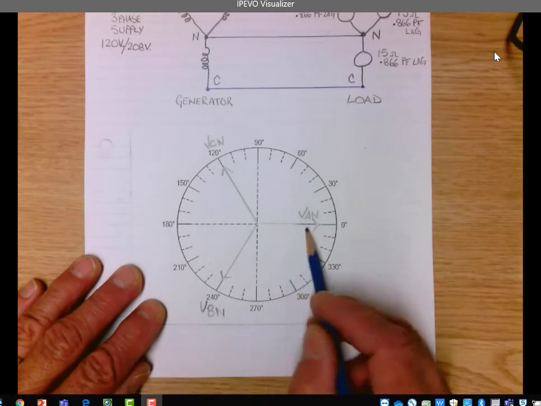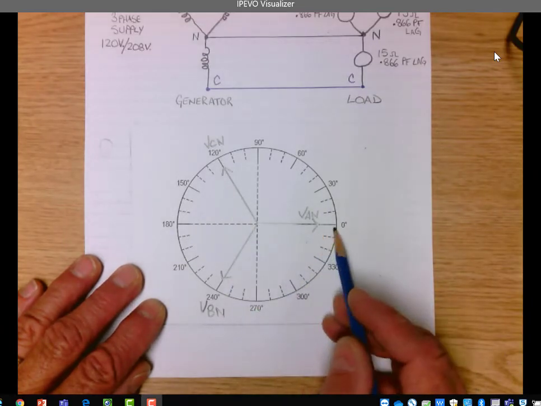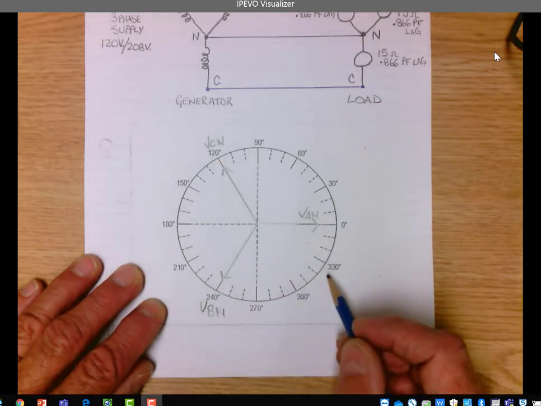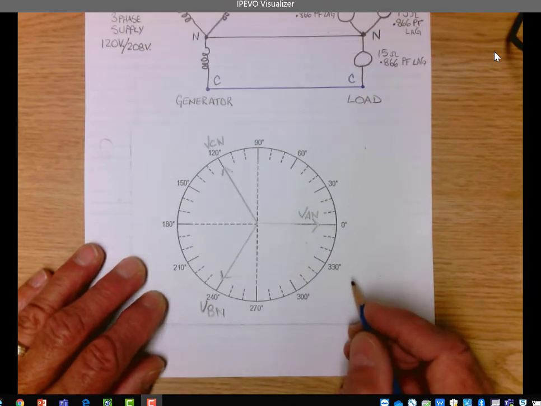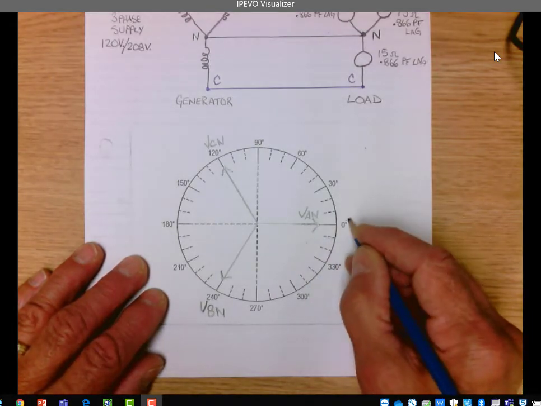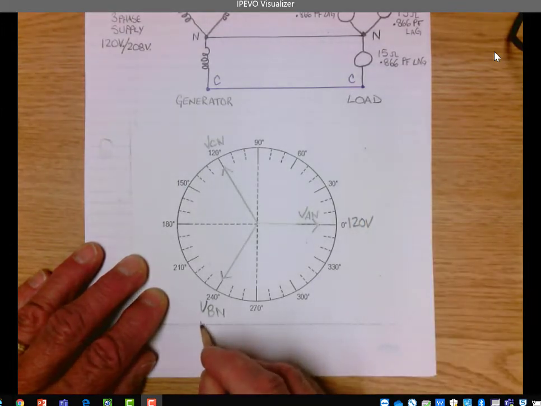So those are the 3 phase voltages for the system. VA to N, always at 0 degrees. VB to N, always at 240 degrees. VC to N, always at 120 degrees. The phase voltages for these loads were 120 volts each. So I can also write on here, they're all 120 volts.